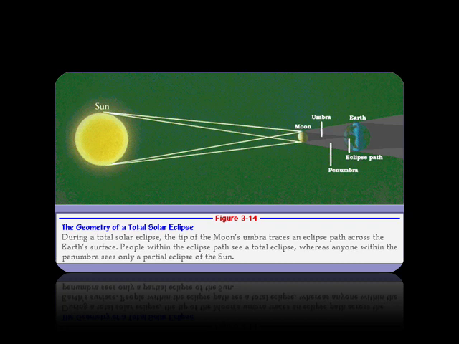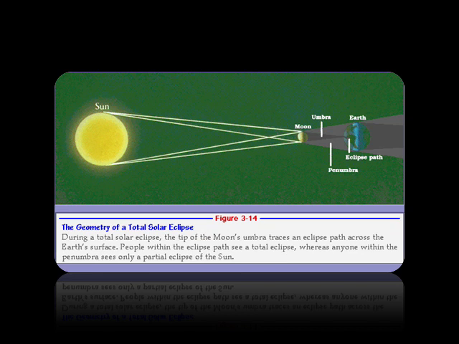A total eclipse of the sun occurs when the shadow of the moon is cast upon the Earth. You can see from this diagram, once again, horribly not to scale, that the situation geometrically is quite different. The shadow of the moon cast upon the Earth is quite small.